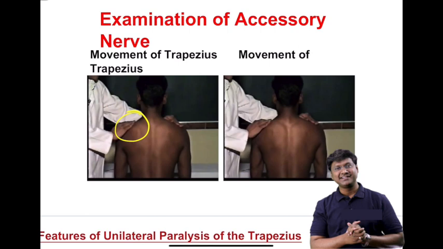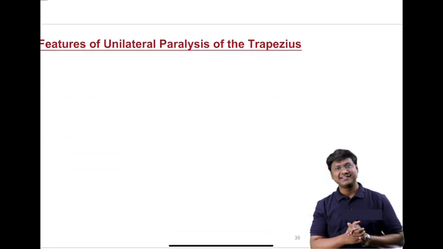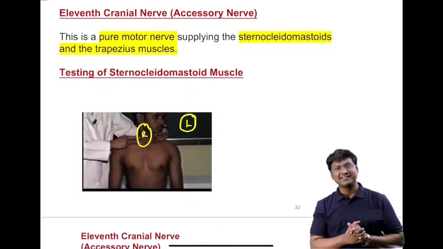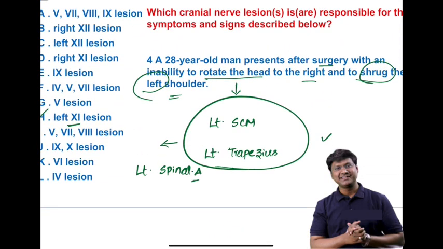And this is how you need to test for shrugging of the shoulder. Now whenever there is unilateral paralysis of the trapezius, what will be the features? The individual will have winging of the scapula. Okay, so once your 11th nerve is damaged, the individual cannot shrug the shoulders, and that will be responsible for the drooping of the shoulders on the affected side. So in the clinical scenario which has been given to you, the answer is the left 11th nerve lesion.